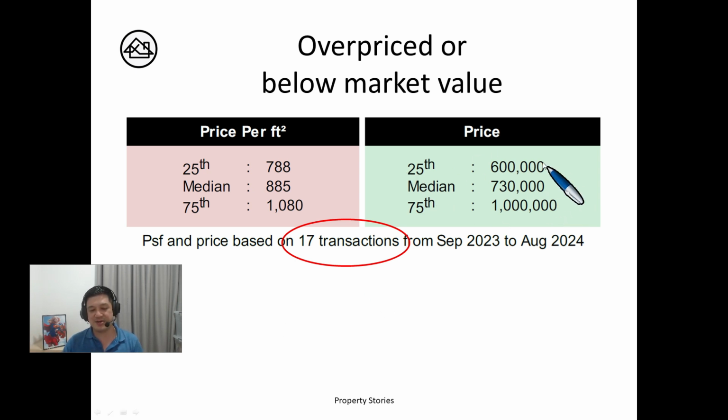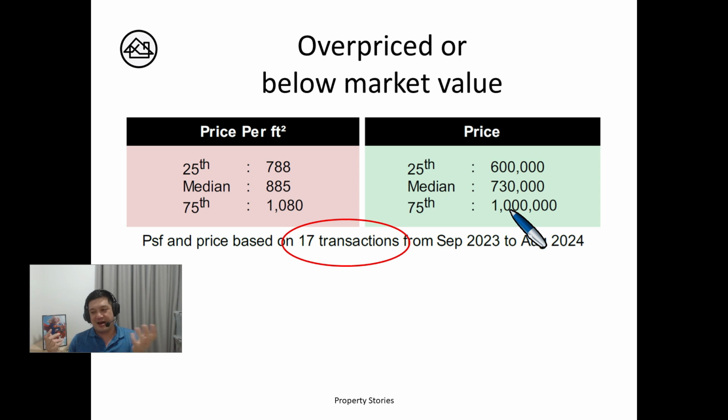So the 25th percentile means the first 25% of the data. Of the 17 transactions, the first 25% of the data is at a price of 600,000. That means 0 to 25% is up to 600,000. Then the median is 730, okay? And if you go to the right side, the 75th percentile is 1 million. What does this mean? Imagine there's a line in front of you. You go to the left, that means cheaper, okay? The more to the left it is, the cheaper. And the more to the right, away from the median, means it's more expensive, okay?